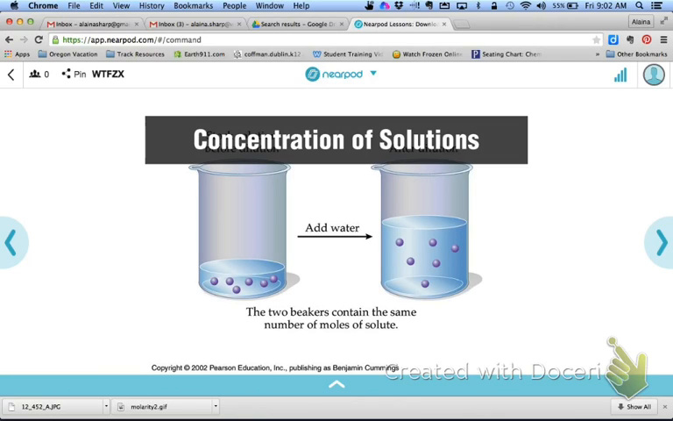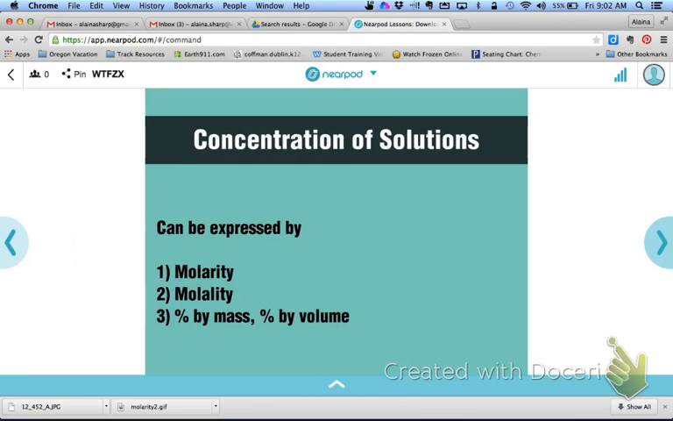The first is molarity. Concentration of solutions can be expressed by molarity, molality, percent by mass, and percent by volume. We're going to talk about each of these one at a time, and we're going to start with molarity.